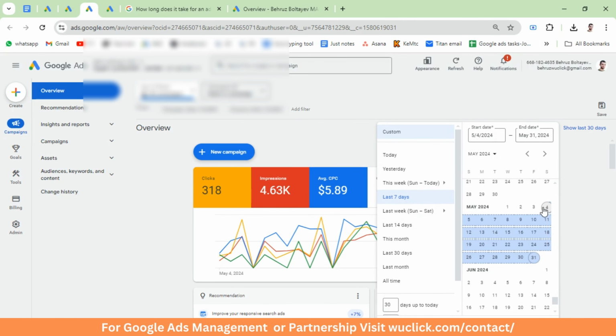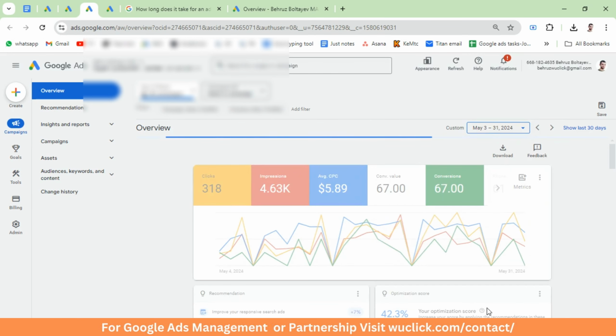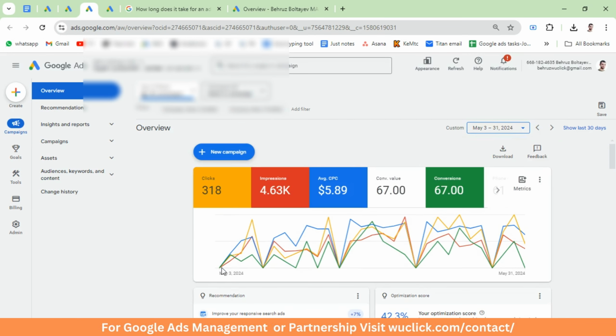So let's go one day back and see from the 3rd of May. So 3rd of May, they didn't have anything, no impressions, nothing. And the 4th of May, they've started their ads and impressions. Immediately they've got impressions and the CPC was really low and they've got only 5 clicks and they've got 2 conversions.